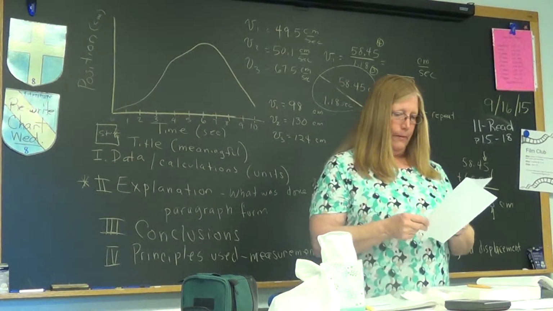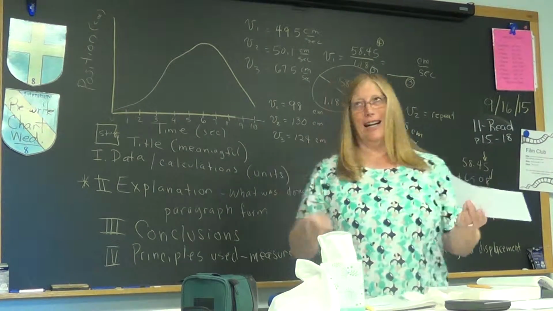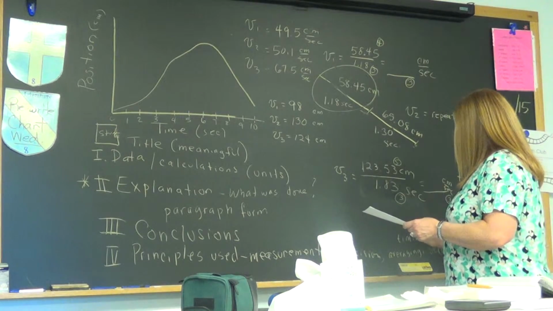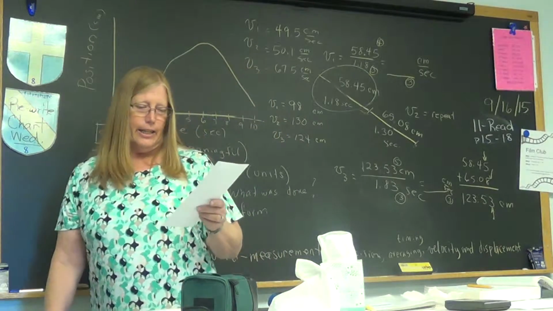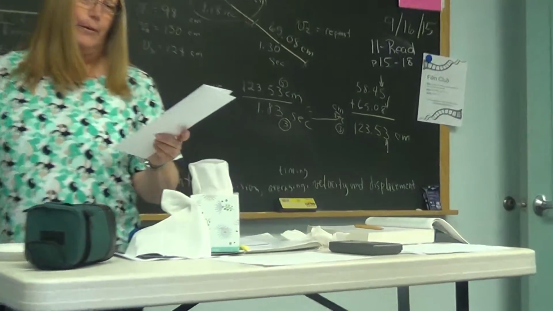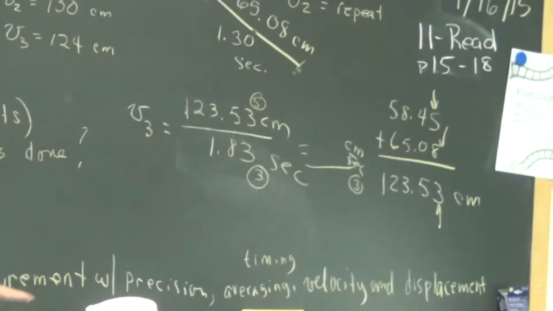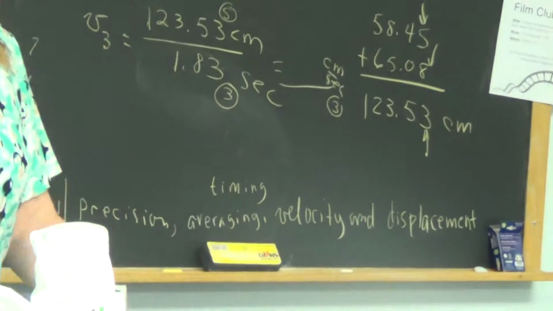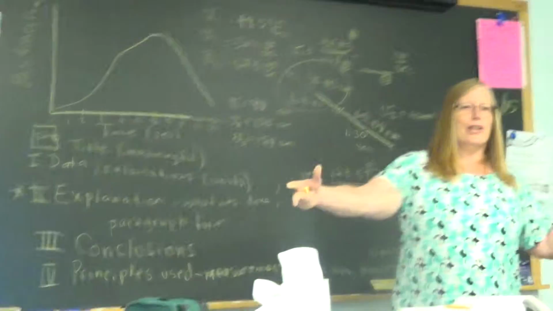Let's see what I came up with. Velocity, displacement, timing. I put time. Timing or time. Measurement with precision. Calculations with correct degree of precision, and I put units. So be as creative as you can. I'm not going to write them all out, but those are some really good ideas on what to put in that section on principles used. Be as long as you can.